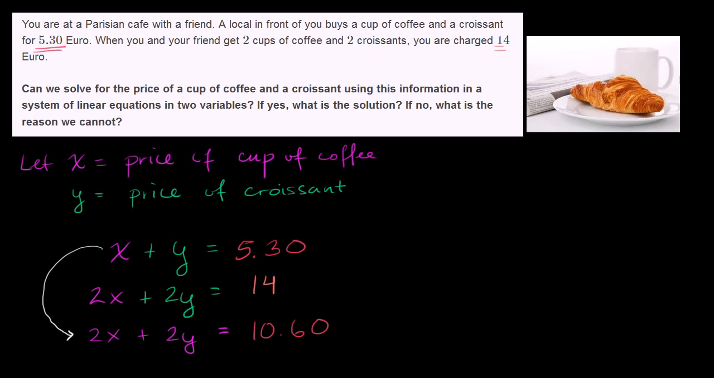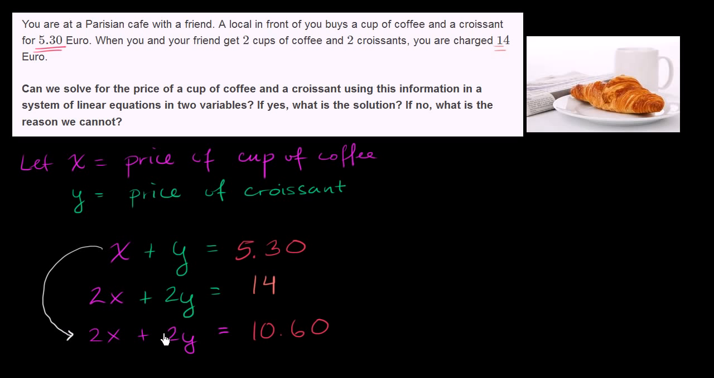Now something very interesting is going on here. If the local had bought just twice as many cups of coffee and twice as many croissants, he would have paid 10.60. And that would have been the exact amount of coffee and croissants you got, and you paid 14. So it looks pretty clear that you got charged a different amount. You got the tourist rate for the cup of coffee and the croissant, while he got the local rate.